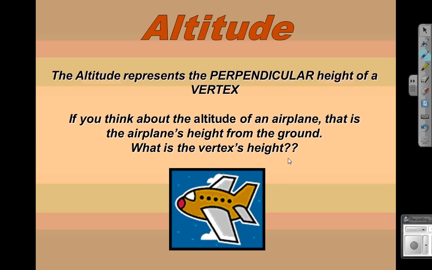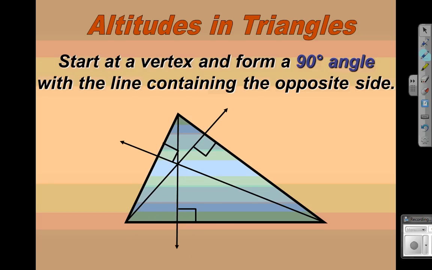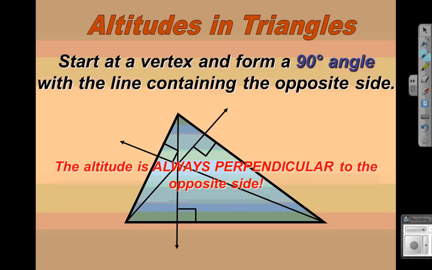What is the vertex's height? So you will start at the vertex and you will draw a 90-degree angle to the opposite side. The altitude is always perpendicular to the opposite side. If you need to pause this while you catch up on the worksheet, that's fine. You can pause this movie anytime you want.